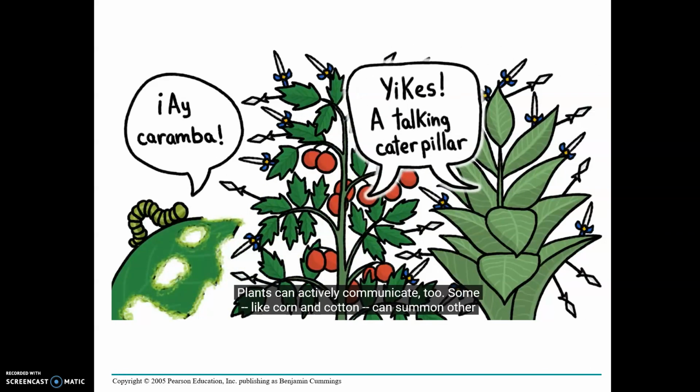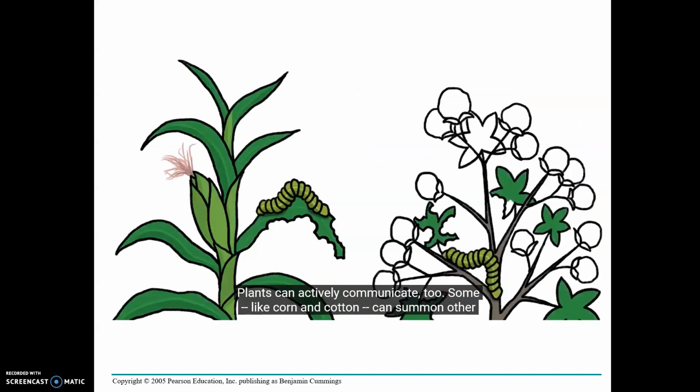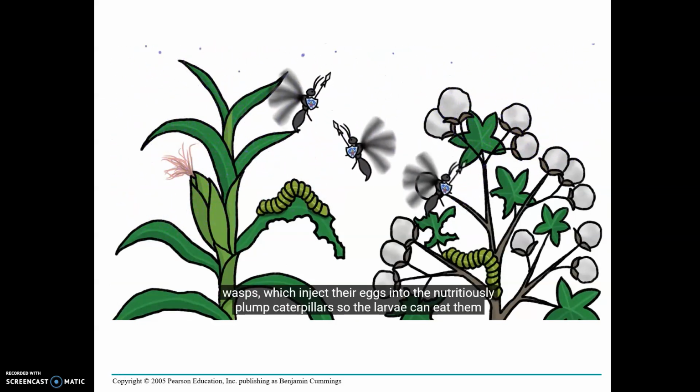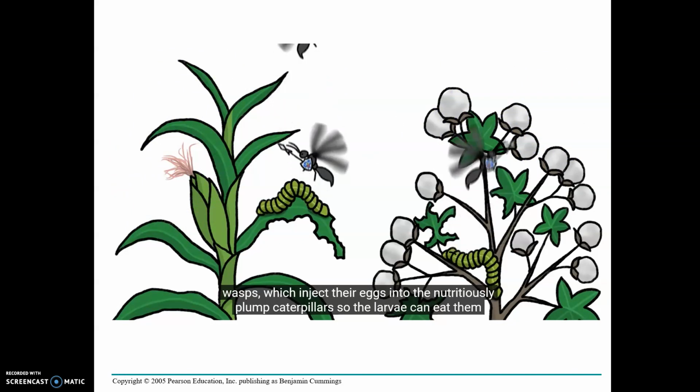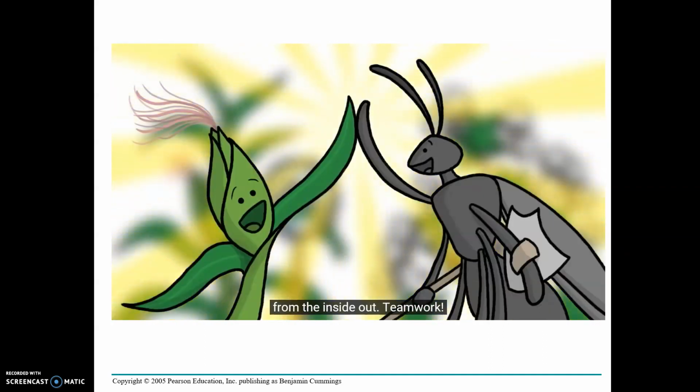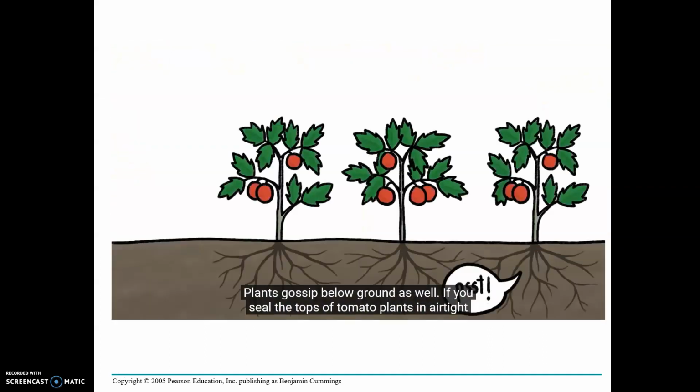Plants can actively communicate too. Some, like corn and cotton, can summon other animals as defenders. They emit bouquets of chemical compounds that attract parasitic wasps, which inject their eggs into the nutritiously plump caterpillars so the larvae can eat them from the inside out. Teamwork! Plants gossip below ground as well.